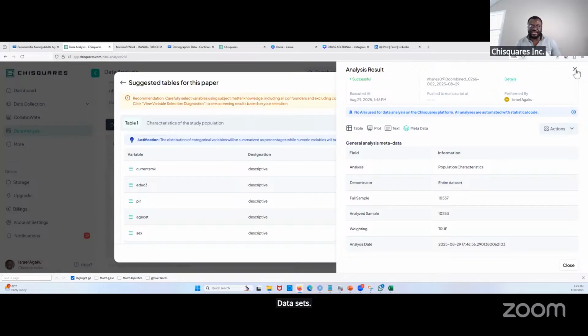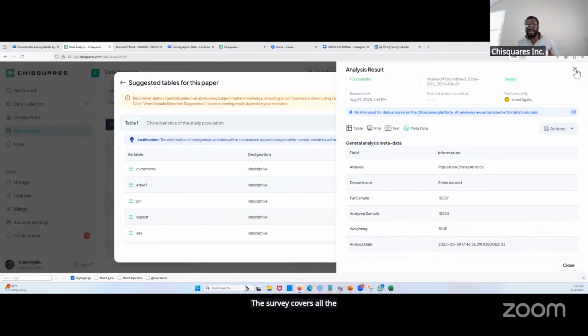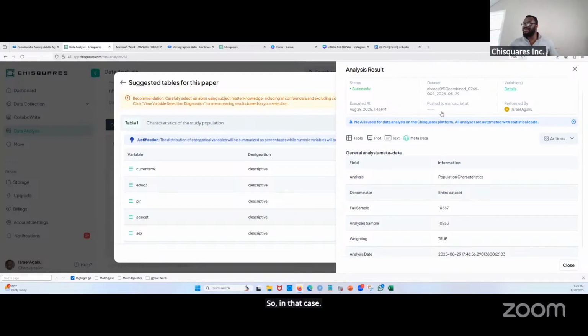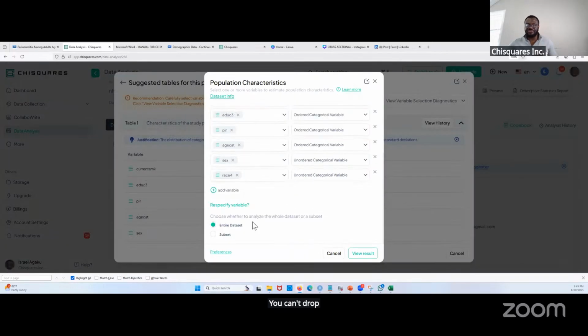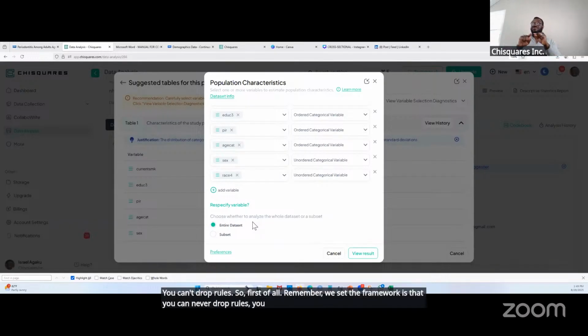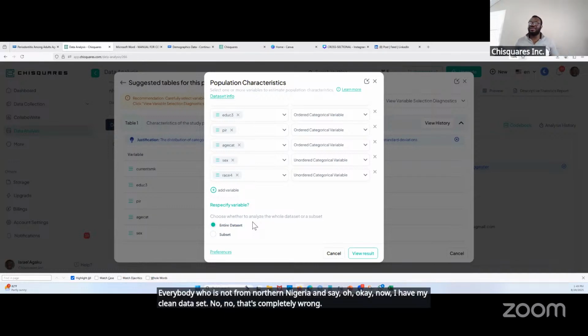You can merge datasets, but you don't have to use the variables in the merged dataset. But something in the earlier part of the question caught my attention. It said the survey covers all the country, but you're only interested in northern Nigeria. So in that case, when you're doing your analysis, what you need to do is a subset analysis. You can't drop rows. Remember we said in the framework yesterday that you can never drop rows. You can't just go into Excel and delete everybody who is not from northern Nigeria and say, oh, okay, now I have my clean data set. No, that's completely wrong.